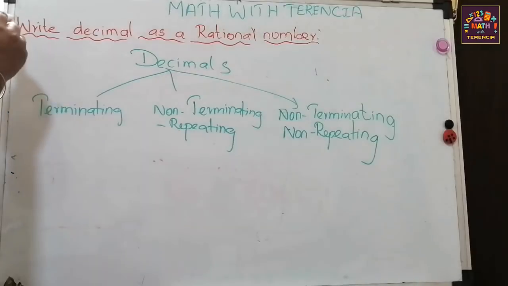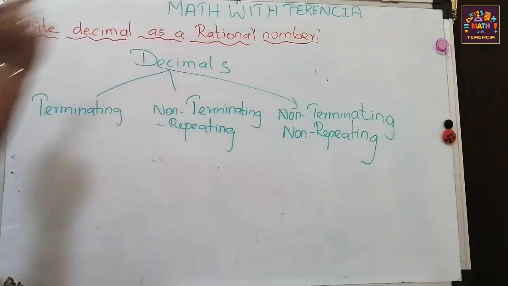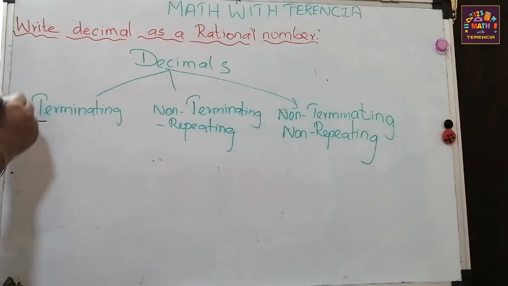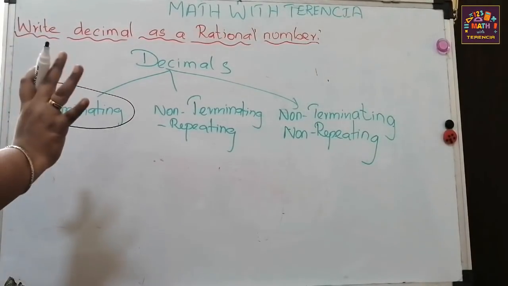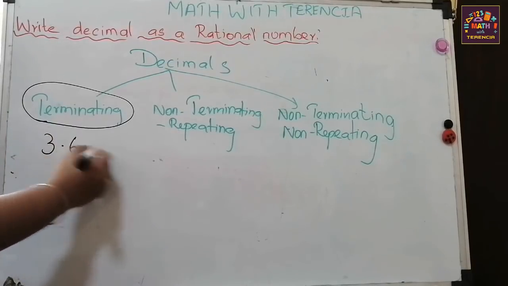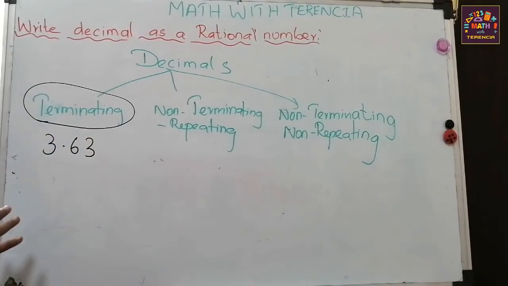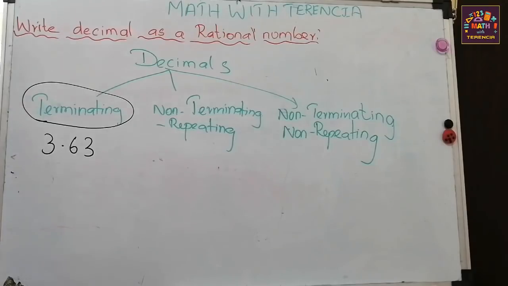Okay. So in this video we are going to see how to write decimals as a rational number. Before that we should know something about decimals. In decimals we have terminating decimals. What do you mean by terminating? Terminate means stop. The decimal value will stop, like 3.6. It won't go beyond this, or 3.63. That's it. It won't be continuing. So that is terminating decimals.